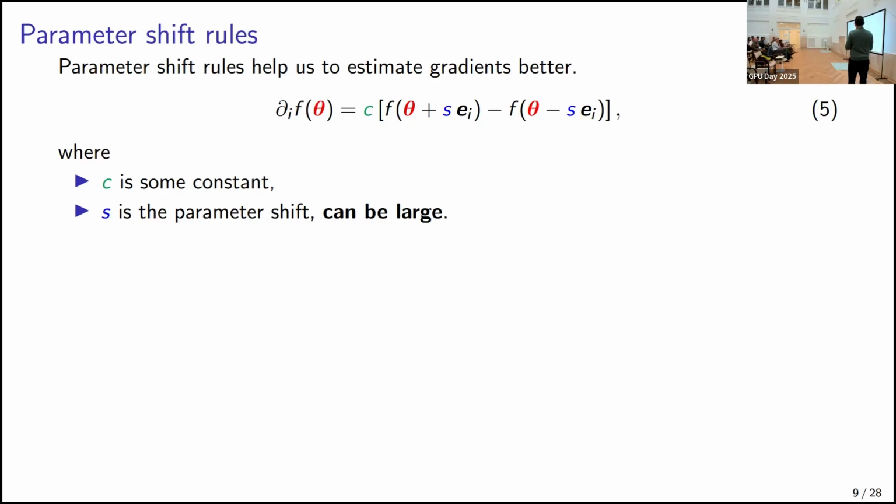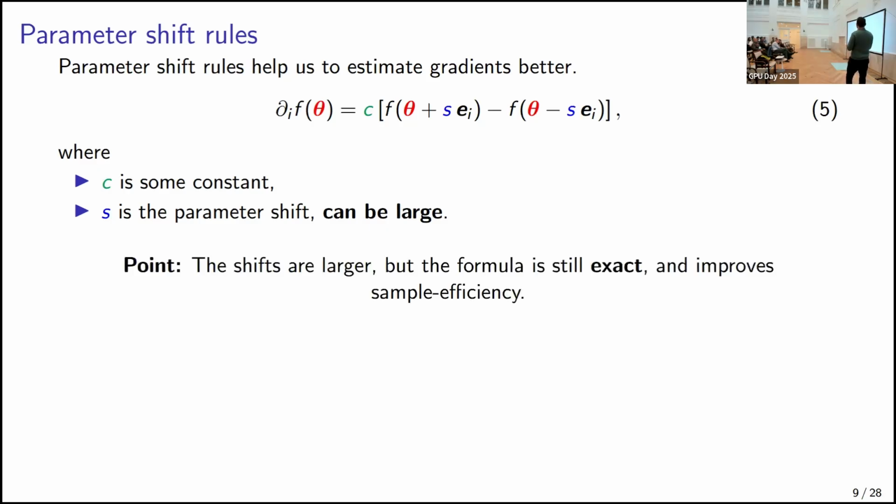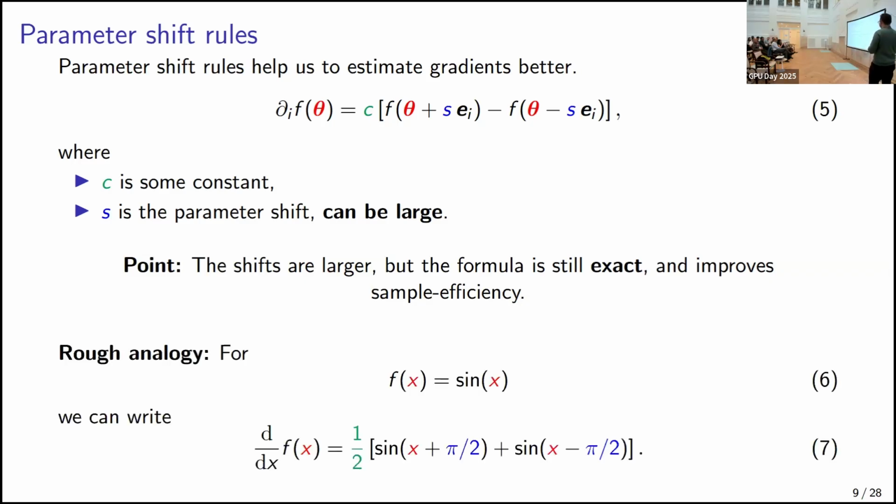This S here is a shift, and it can be large, and it is usually large in order to make it better. And there is some constant C, but it is not important for now. It depends on the specific gate which you want to apply it to. The point is that the shifts are larger, but the formula is still exact, and it improves the sample efficiency. How is it still exact?